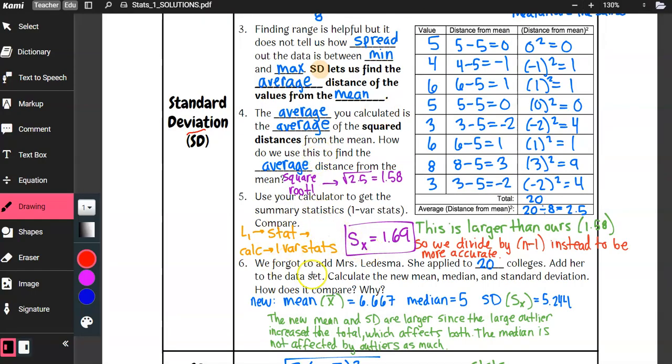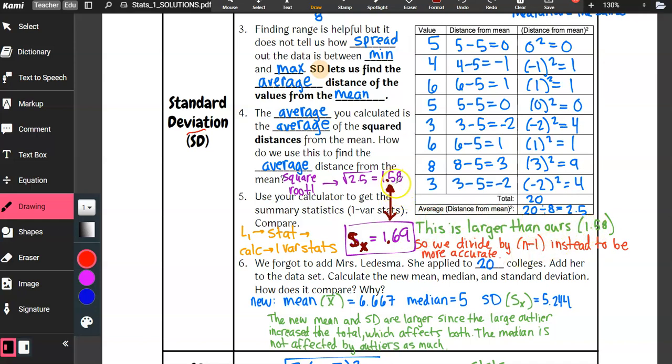And back to our document here. Once you run the one variable statistics, look for the variable that looks like S of X. So S of X is going to be 1.69. If you compare it to our 1.58, the square root we took earlier, you're going to see here in the green that it says this is larger than our value of 1.58.